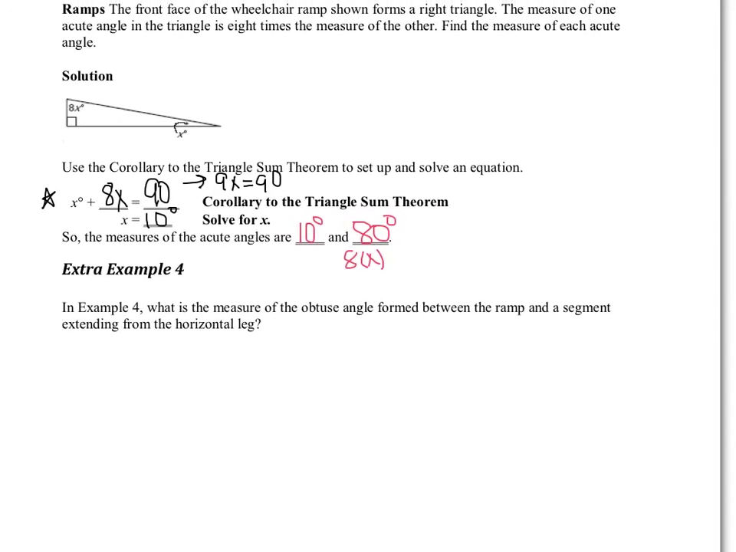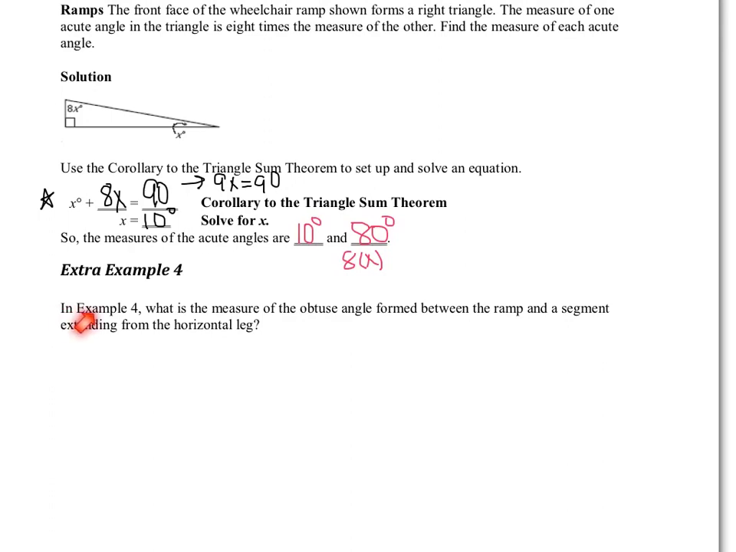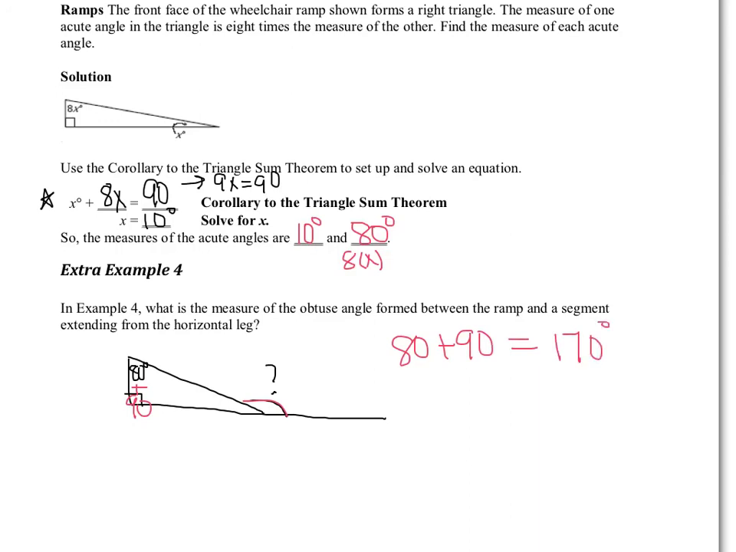All right, let's look at this last one here. It says in example 4, what is the measure of the obtuse angle formed between the ramp and a segment extending from the horizontal leg? So that's saying if I take this triangle and extend it, what's the measure of this angle right here? And we know that, well, that's a 90 degree angle and this is an 80 degree angle. So we know this angle equals 80 plus 90. So 80 plus 90 is going to give me 170 degrees.